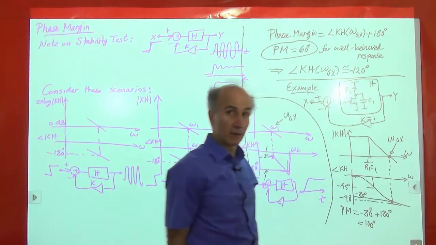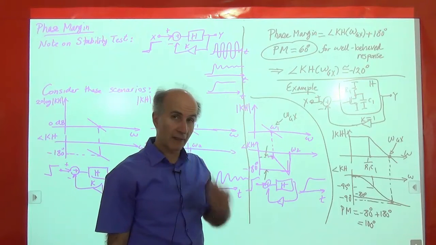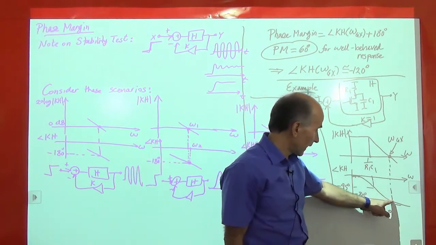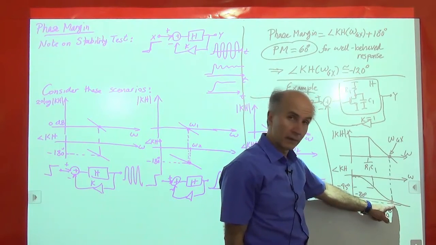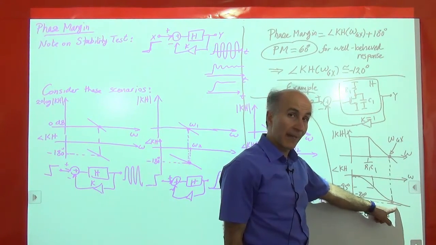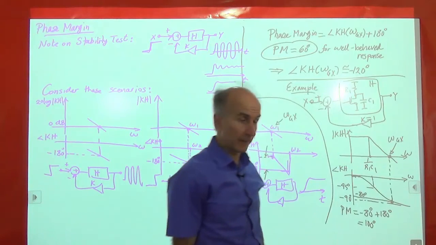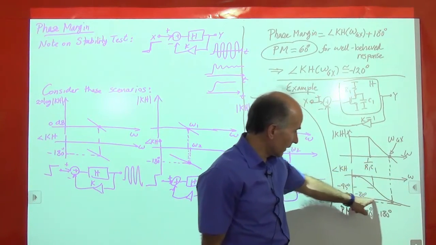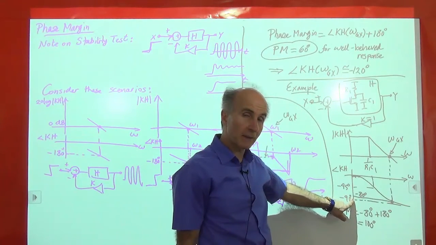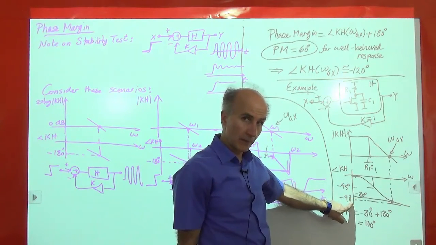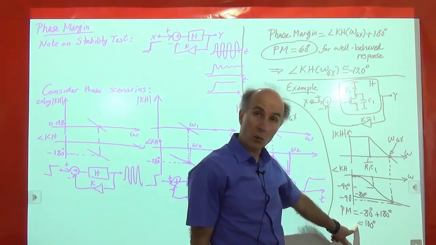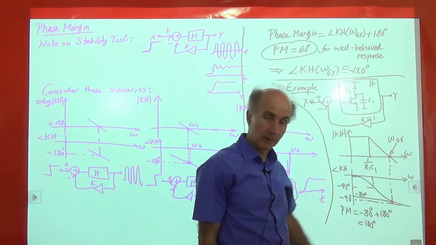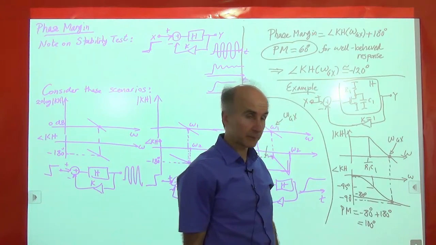More than 90 degrees. Definitely more than 90 degrees. Why? Because this phase that we calculate can never reach minus 90. Minus 90 happens only at infinite frequency, right? So when we calculate the phase at this frequency, it's always more positive than minus 90, which means the phase margin is always greater than 90 degrees. Okay, in this example, it is 100 degrees.